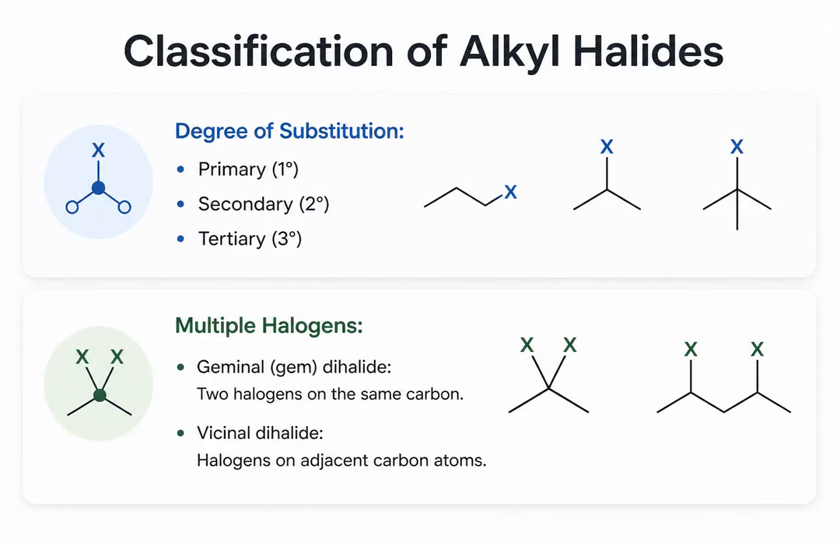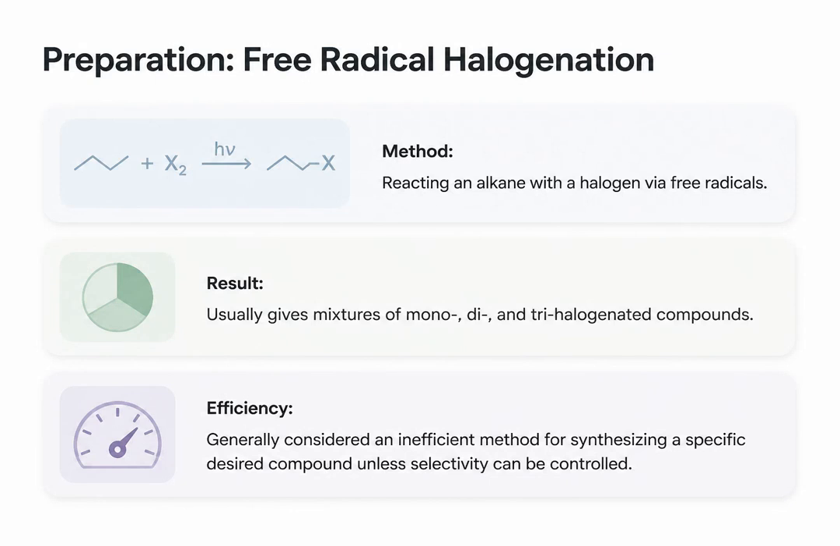We also classify alkyl halides based on their substitution pattern. Depending on how many other carbons are attached to the carbon bearing the halogen, they can be primary, secondary, or tertiary. Furthermore, if a molecule has two halogens, we use specific terms. A geminal dihalide has both halogens on the exact same carbon, while a vicinal dihalide has them on adjacent, neighboring carbons. Now, how do we actually make alkyl halides?